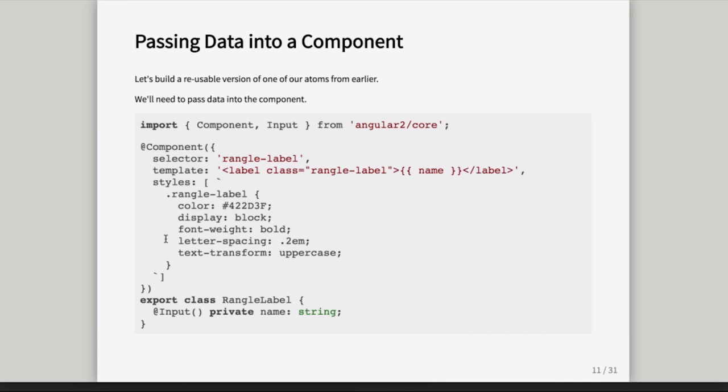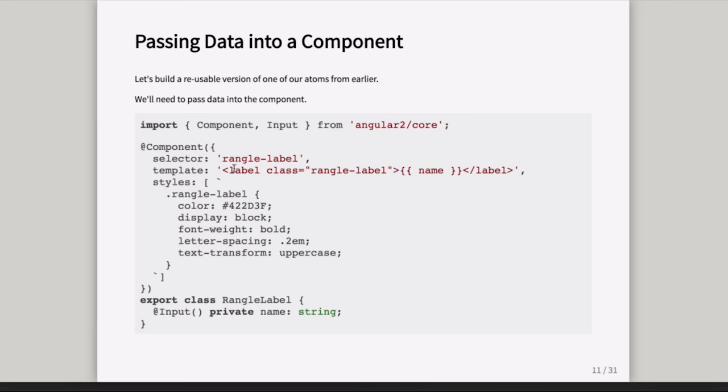So let's take a look at this. We have a controller class here, Rangle label, and we've declared a member variable and we've tagged it as an input with the input decorator that we import from Angular. This tells Angular that this is something that's going to be bound into different instances of this component in the different places in the page where it lives.